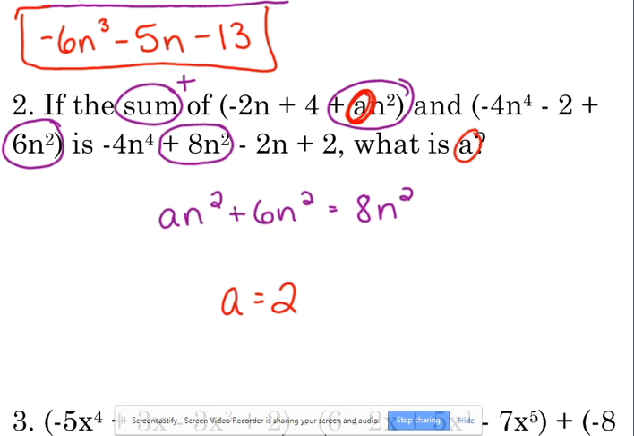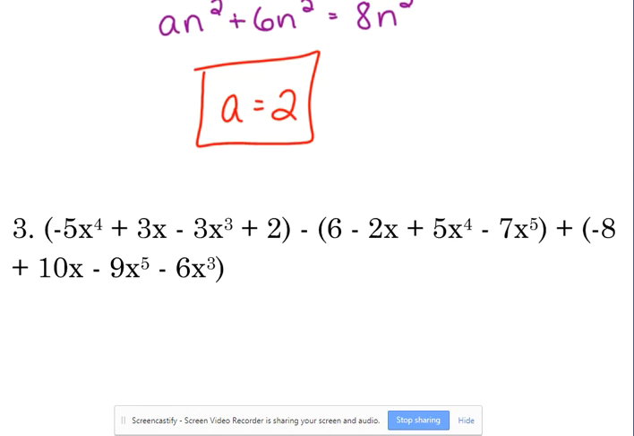All right, so that looks like a weird, nasty problem. What am I supposed to do with that? But digest it. Break it down. Look for those keywords. It's talking about the sum. Sum means add. We're adding these two terms together. We can only add like terms, so we only care about the n squared terms because that's the term that had the a in it. Let's go back to just a normal problem here.